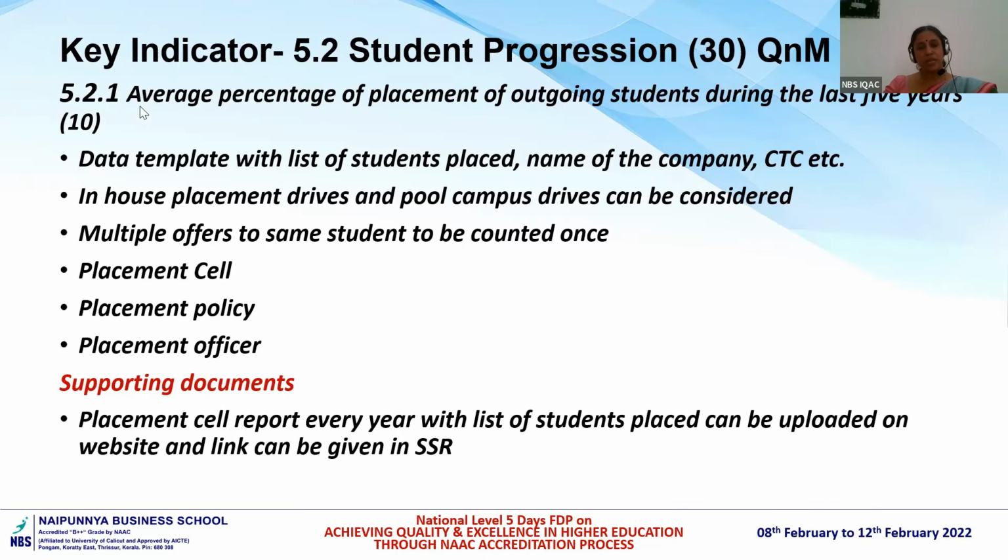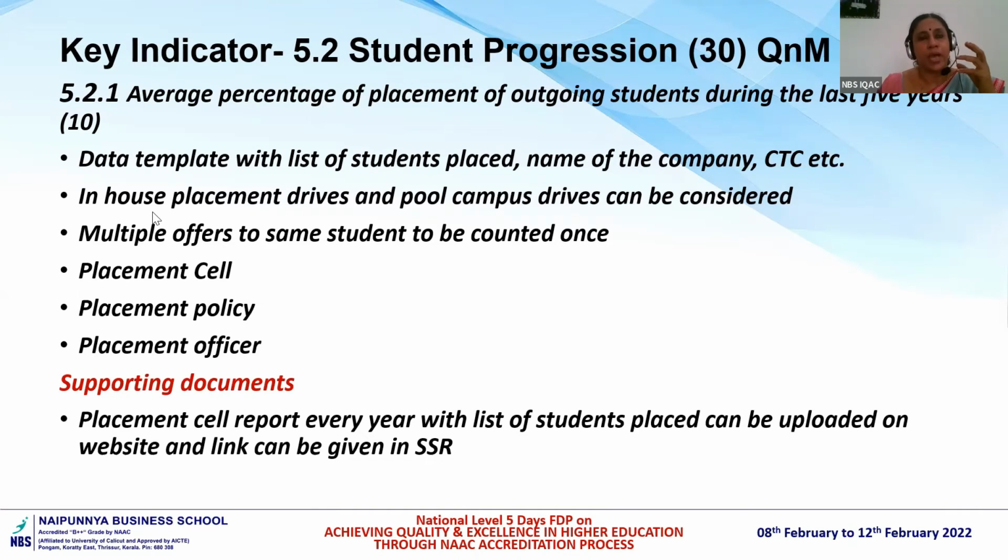Placements prior to 2019, NAAC was putting a lot of emphasis on this. It had 15 points, but now NAAC has reduced this to 10 points. So again, you have a data template with the list of students placed, name of the company, CTC, etc. That NAAC gives you the template. You will have to maintain the template with the data of students for the 5 years you are going in for the NAAC accreditation. So that data has to be maintained. That has to be uploaded in the SSR.